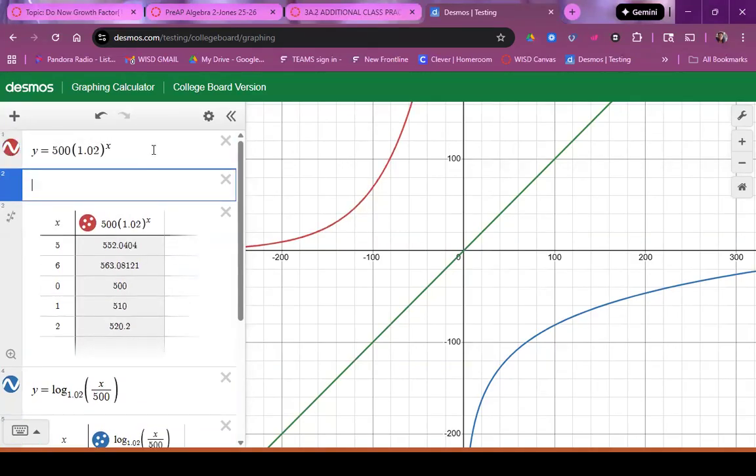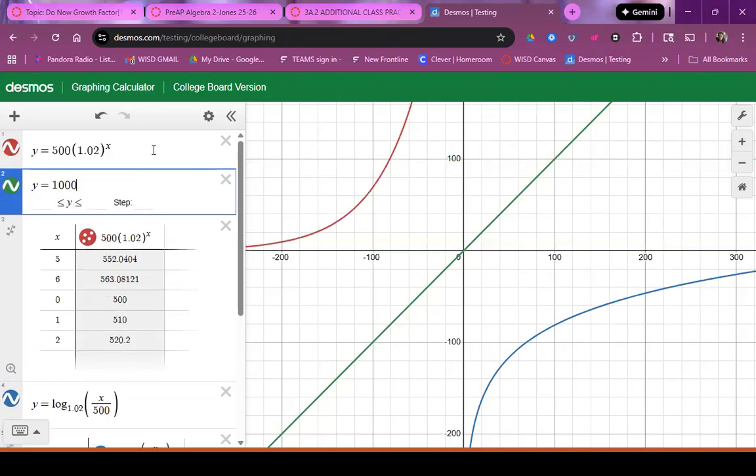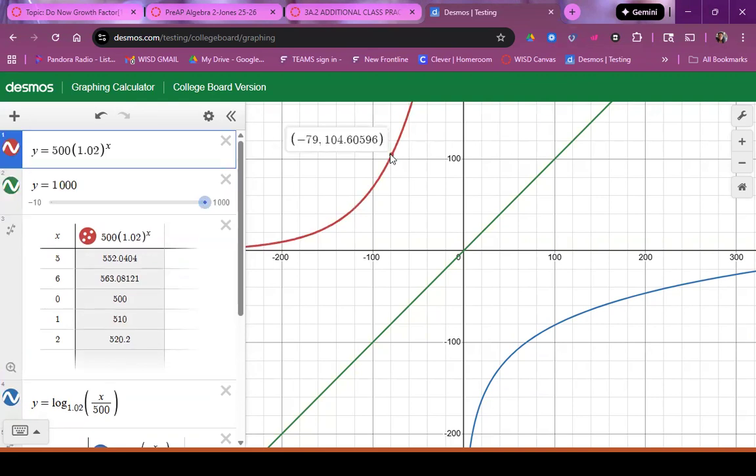So let's say you went here and you're like, well, I need y equal 1,000. You're going to get that answer wherever y is equal to 1,000 at.